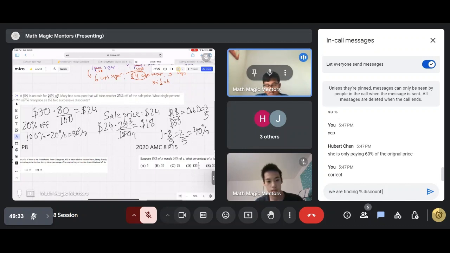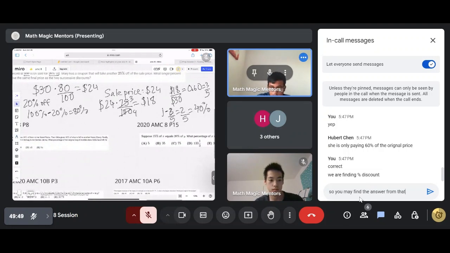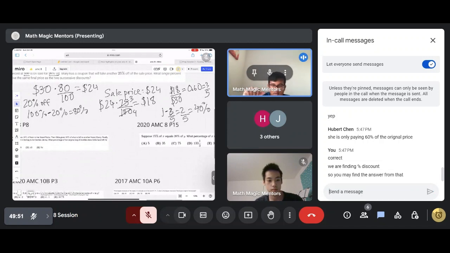So you could say that it's 20% off and then 25% off the sale price, or you could just say 40% discount. So Mary gets 40% off the amount of money that people are paying. So, questions, or is everything good?